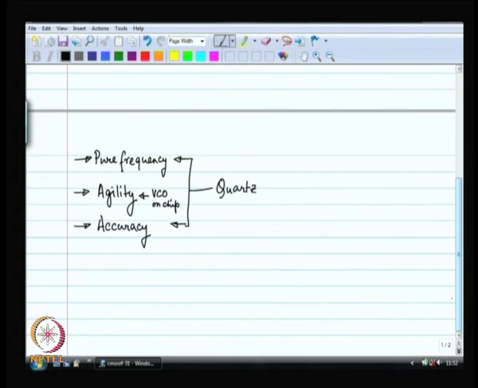In the last class, I tried to motivate the need for something. So, we want a pure frequency, we can't tolerate any phase noise. We need this frequency to be agile and accurate. Now, as far as the pure frequency part goes and as far as accuracy goes, quartz crystals are very good. They are not as good as atomic clocks, but they are very good.